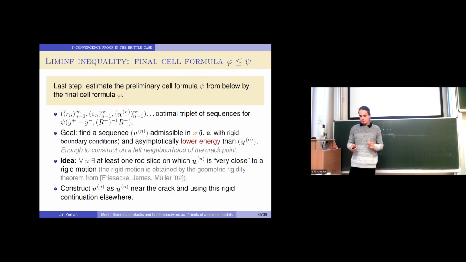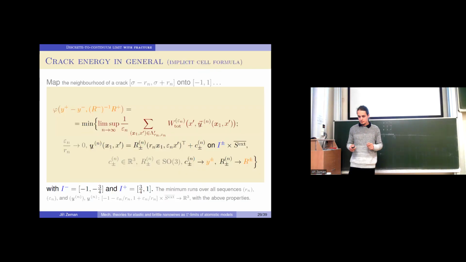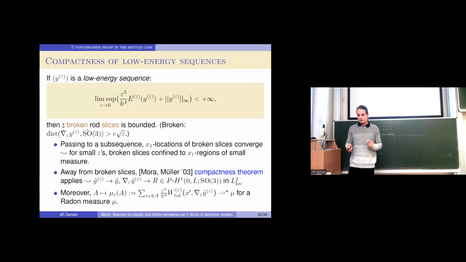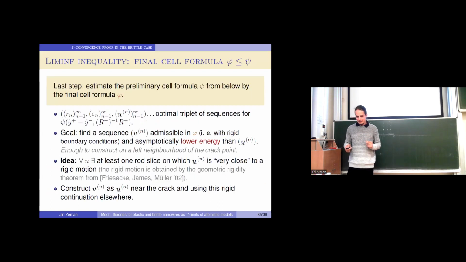This minimizes over triplets of sequences. Perhaps let me briefly go back. Yeah, here it was. So in fact, this minimum is taken over sequences of interatomic distances, crack deformations, and some neighborhoods of the crack. This is also the case for psi. I spare you the definition of psi, but you can imagine something equally horrible, something equally nice.